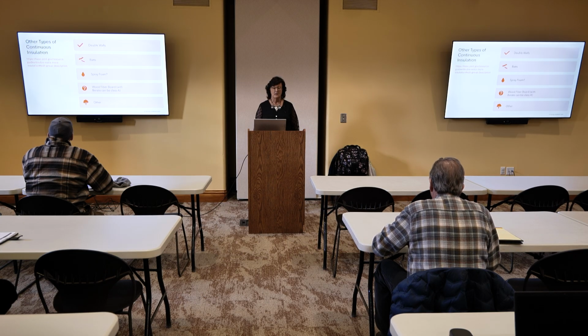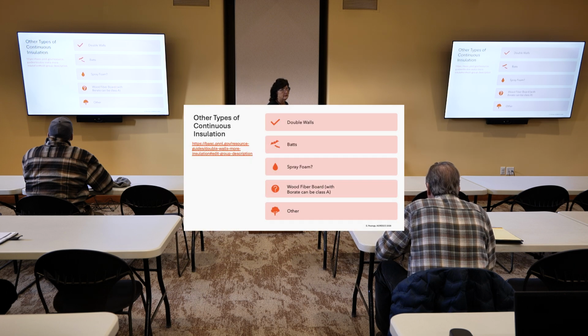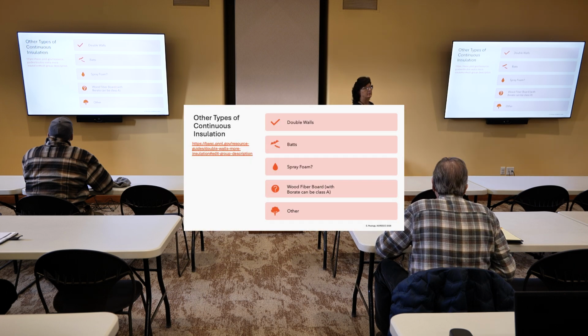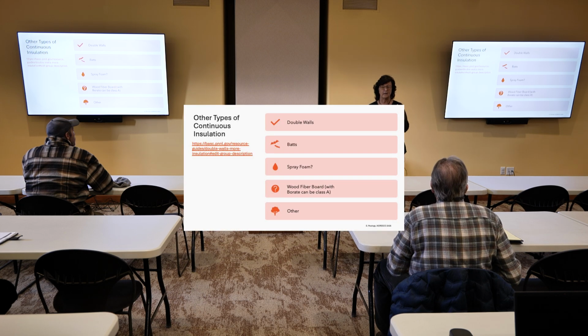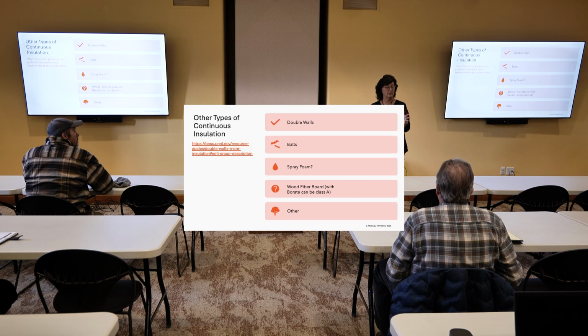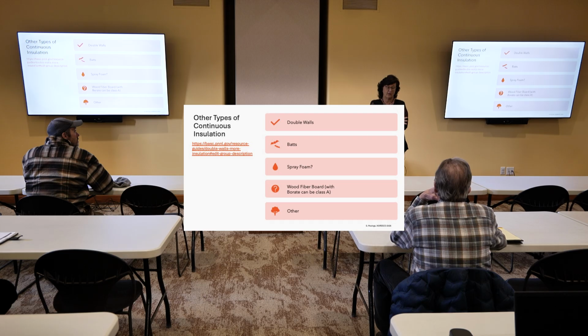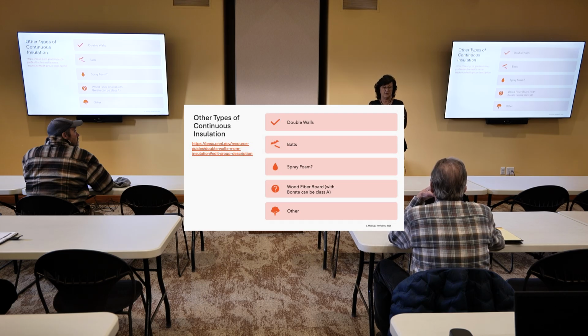All right. Some other kinds, how can you get other types of continuous insulation? I could build a double wall, right? I can have a framed wall of cavity insulation and another framed wall of cavity insulation, offset them so that the studs don't line up, and now I can count that as continuous insulation. I see some of that being done.